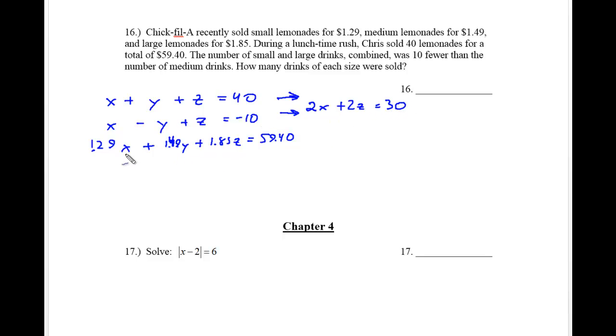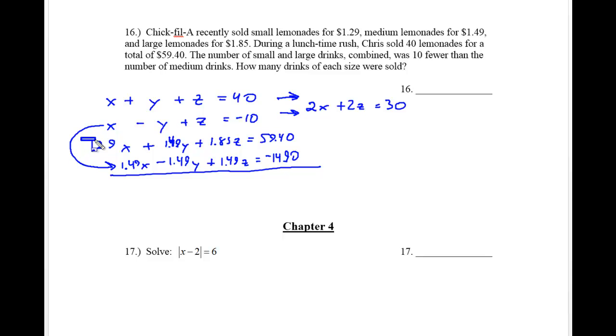Now what I'm going to have to do is pick an equation, either the top and bottom or the middle and bottom. So I'm going to choose the middle and bottom, and I'm going to multiply everything by $1.49. So here's $1.49x minus $1.49y plus $1.49z is equal to negative 10 times $1.49, which is negative $14.90.